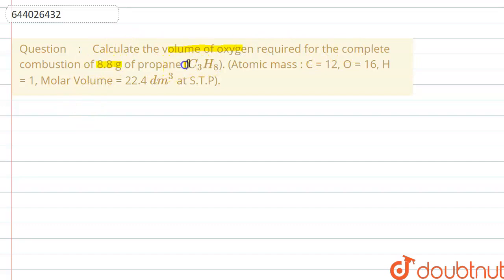Hello everyone, the question is: calculate the volume of oxygen required for the complete combustion of 8.8 grams of propane, and the atomic masses of each atom are given. So in this question, they are asking what is the volume of oxygen which will be required when the combustion of propane takes place.